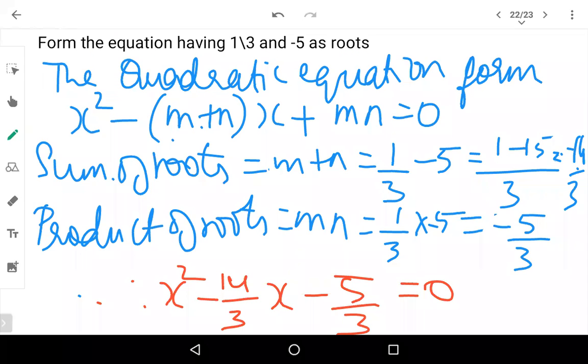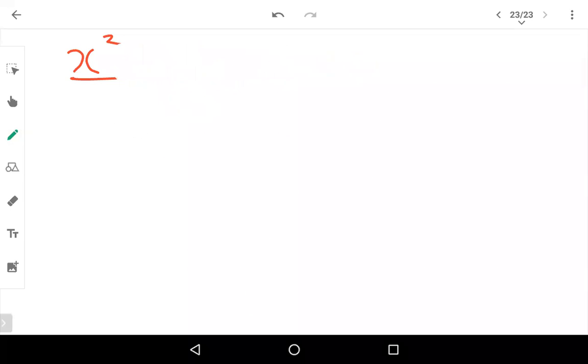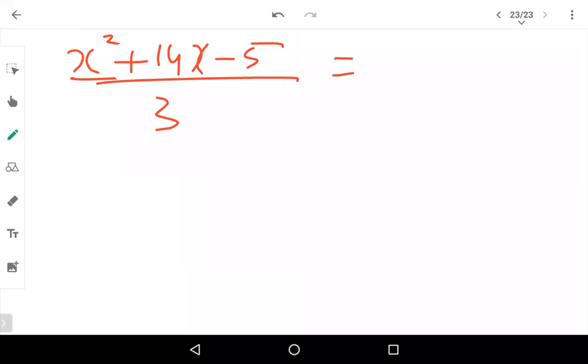So what you can do here is, yeah, I also missed that, sorry. Minus of minus 14 by 3 you will get. So what will happen? This will become plus 4x. Sorry, 14x. Plus 14x. Okay. Then, one second. Plus 14x minus 5 by 3 is equal to 0.